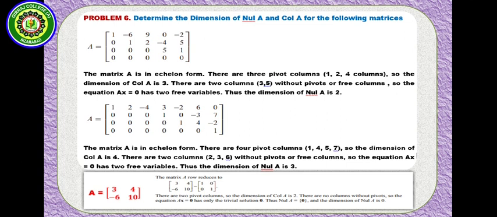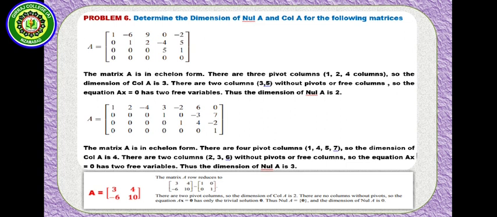In the next problem, the first row is 1, 2, minus 4, 3, minus 2, 6, 0. The second row is 0, 0, 0, 1, 0, minus 3, 7. Then the third and fourth rows are given. We check which are pivot and which are non-pivot. First column is pivot, the second and third are linear combinations of the first, so these two are free columns. The fourth column is pivot, the fifth is pivot. The sixth and seventh columns are linear combinations of the first, fourth, fifth, so these two are free columns.